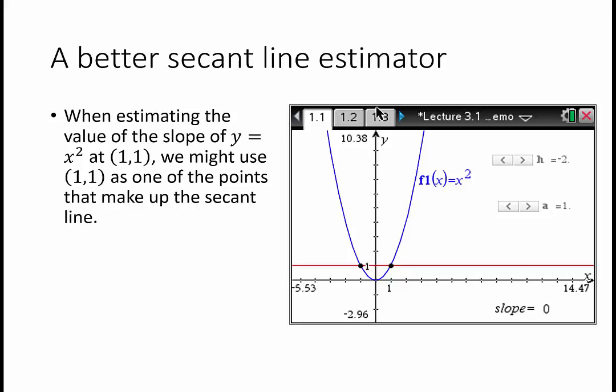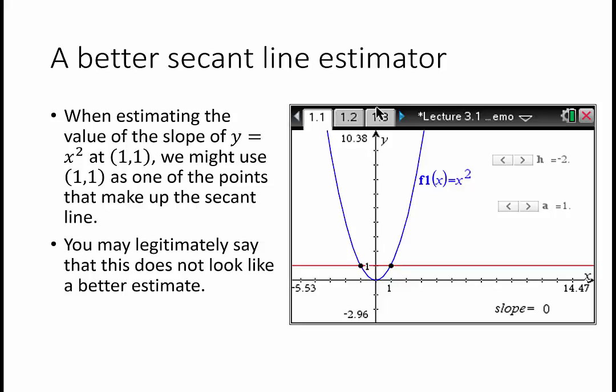Now, I could very well say that the second point on the secant line is the point (-1, 1), and I draw the line through there, and it tells me that the slope is 0, and I'm thinking, well, you know what, that doesn't seem like a very good estimation at all. I'm bringing up this point about using this fixed point. I wonder if we can make this estimate better.